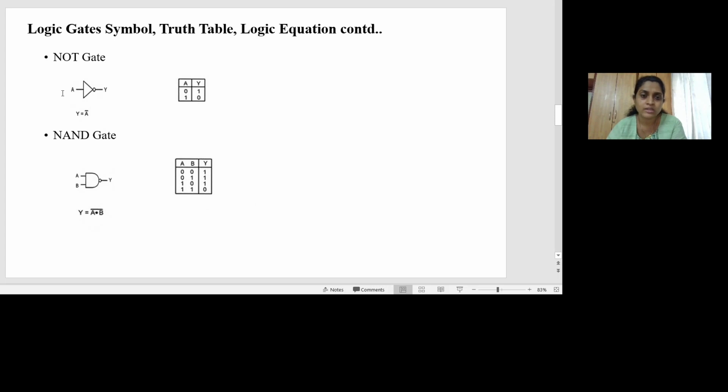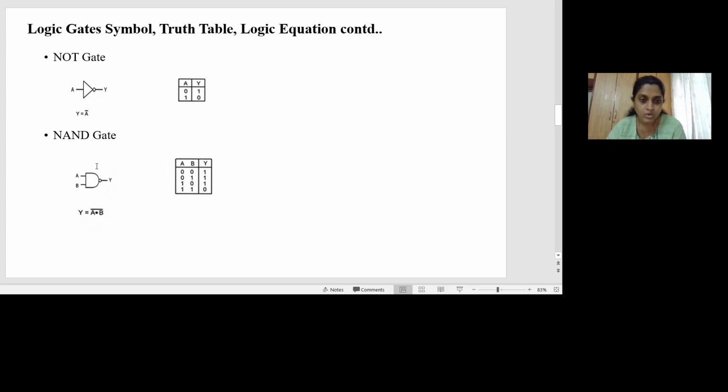Now let's look at the NOT gate. Here I have written the equation y equal to a bar. The line above the variable corresponds to complement or inversion. So the output of a NOT gate is the complement of its input, and this is evident in the truth table. Whenever the input is 0, the output of NOT is 1, and vice versa.